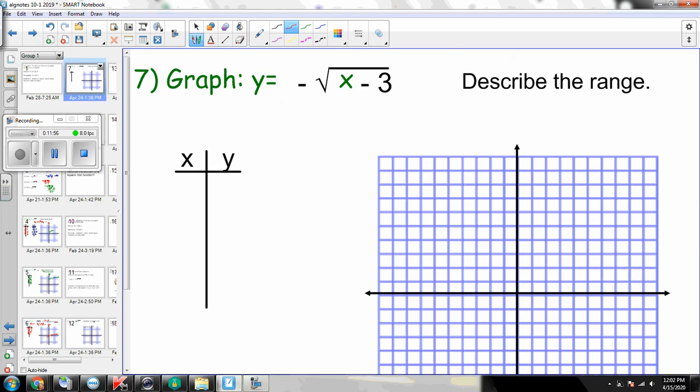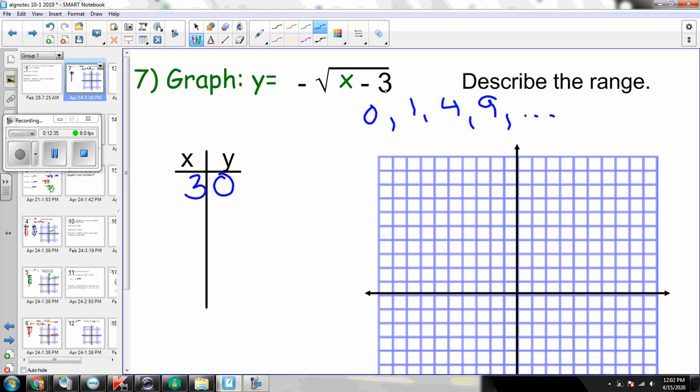Okay, number 7, I'm going to graph y equals negative the square root of x minus 3. So I'm going to go back and think of my perfect square numbers, 0, 1, 4, 9, etc. All right, I'm thinking about what could I put in for x to make it 0. Well, if I put a 3 in for x, 3 take away 3 would be 0. So I'm going to start with x is 3. The square root of 0 would be 0. And if I multiply by a negative, I just get 0.